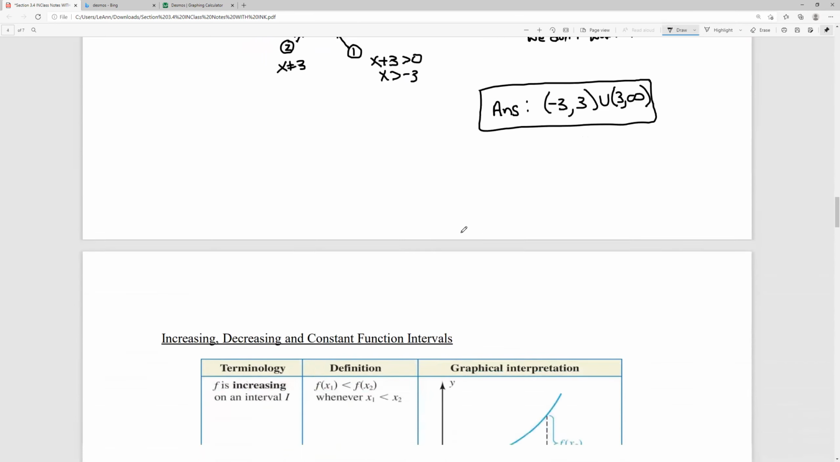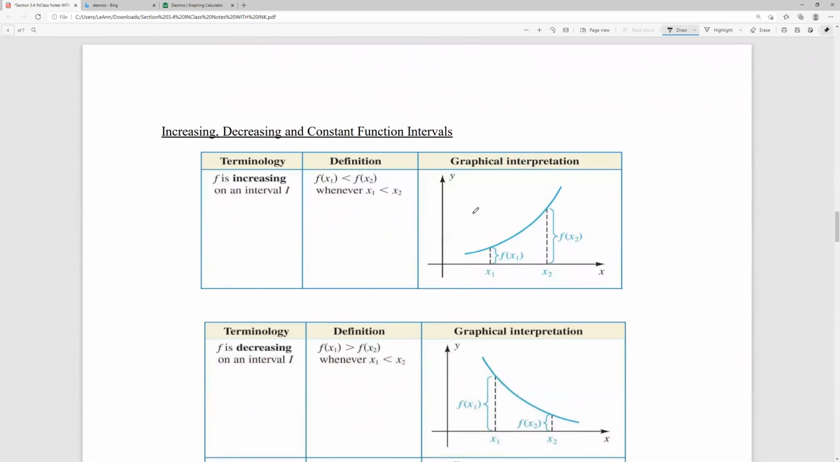Okay, so let's keep going. Now, this part right here is not on our midterm test, but it is a good thing to lay groundwork for some calculus later on. So in this next section, we're going to be doing some graphing problems, mainly just talking about their domains as well. And then we're going to talk about if the graph increases, decreases, or stays constant.